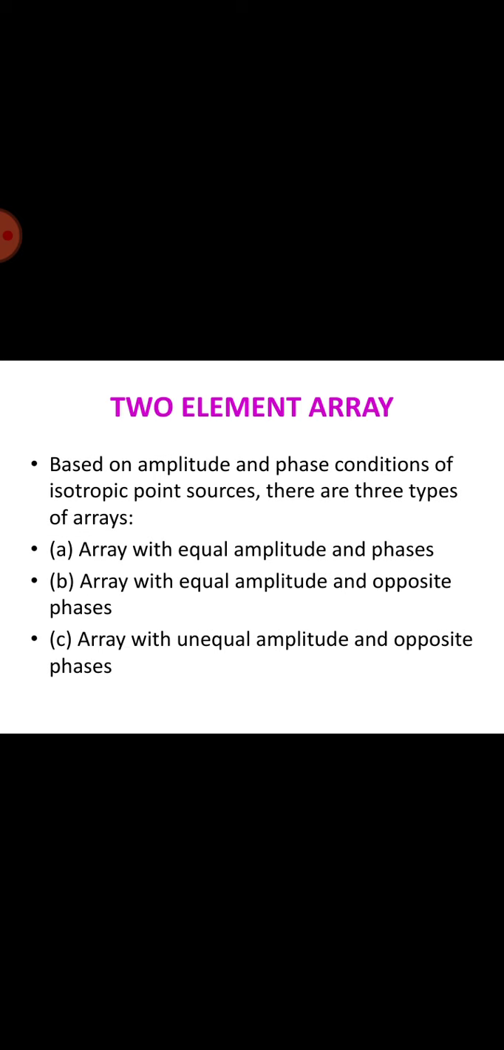Now, let us introduce the subject of arrays of point sources by considering the simplest situation, namely that of two isotropic point sources. We can take five cases involving two isotropic point sources. The first is an array with equal amplitude and phase, then an array with equal amplitude and opposite phase, and an array with unequal amplitude and opposite phases. First, let us consider the case of two isotropic sources with currents equal in magnitude and phase.